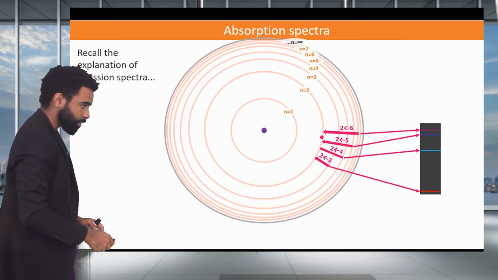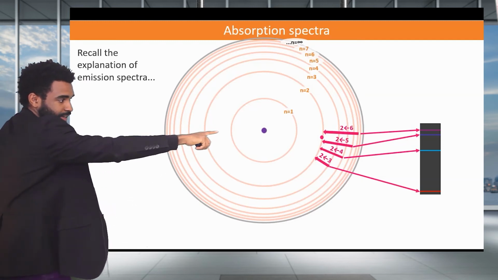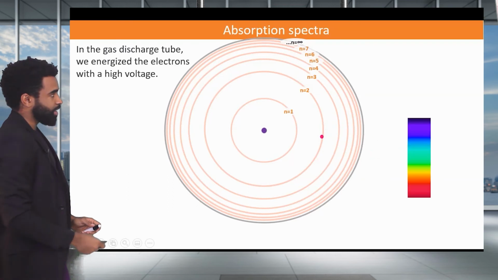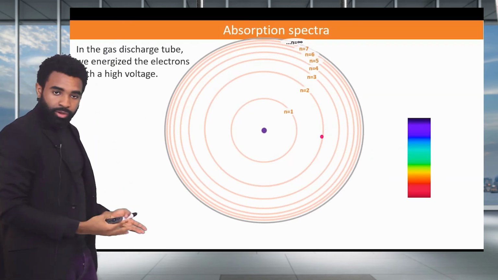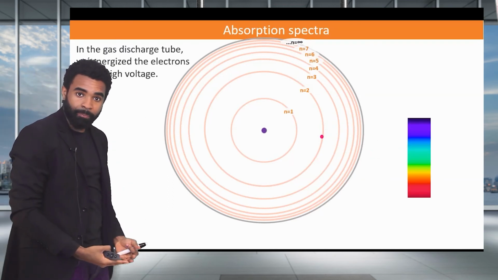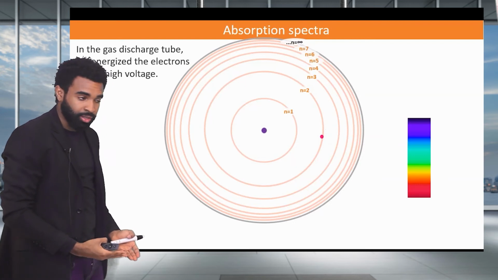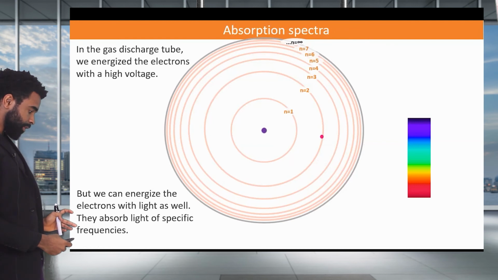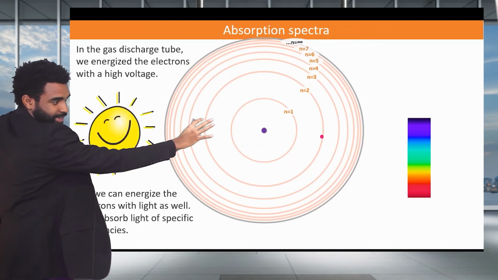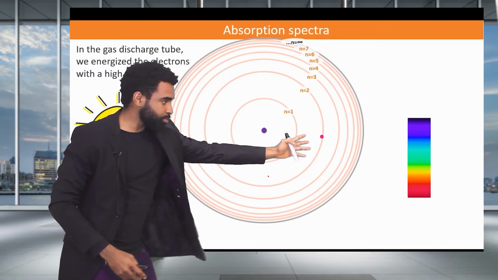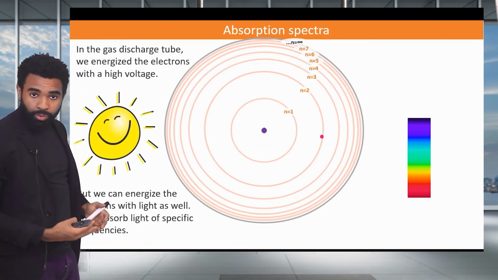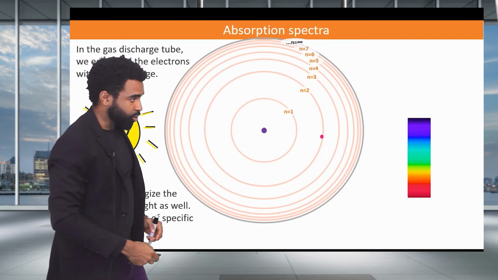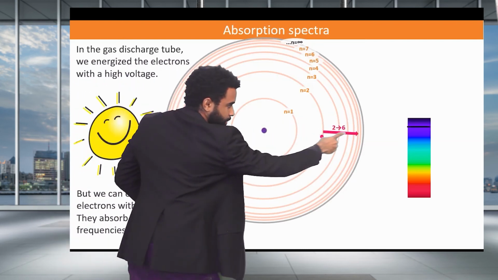But the question is, how do those electrons get promoted in the first place? How do they jump up to higher energy levels? In the gas discharge tube, we had promoted them by adding energy in the form of a high voltage. We can also add energy in the form of light. So if we add light in here, then the electron can absorb light of specific frequencies and jump up based on the frequency it absorbed. So if it absorbs light of that frequency, it jumps up 2 to 6.